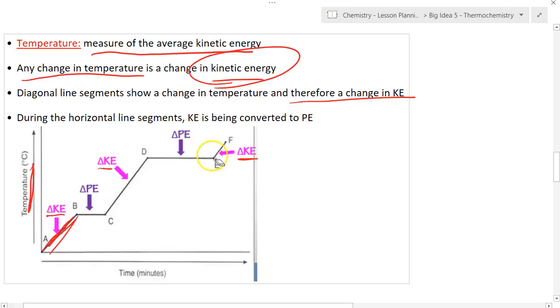Now, during our horizontal line segments, these are our flat ones, our plateaus, kinetic energy is being converted into potential energy. So during these, we have a change in potential energy. Whenever there's a phase change, there's a change in potential energy. Whenever there is a diagonal, that's a change in kinetic energy. Okay, so flats are potential. The diagonals are kinetic.